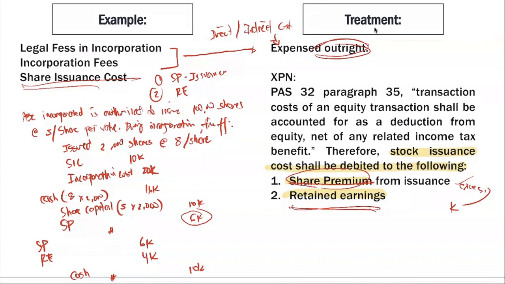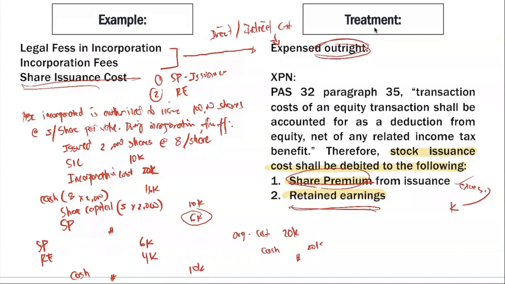Next, we account for your incorporation costs. So the incorporation cost is expense authorized, so debit, organizational cost of 20,000 pesos. We credit cash. Again, so your organization costs, direct or indirect costs, as a general rule, expense outright. But as an exception to the rule, share issuance costs should be first reduced. What do we call this one? Share issuance cost should first be placed in your share premium from issuance. If there is none or it is not enough, you go to retained earnings.